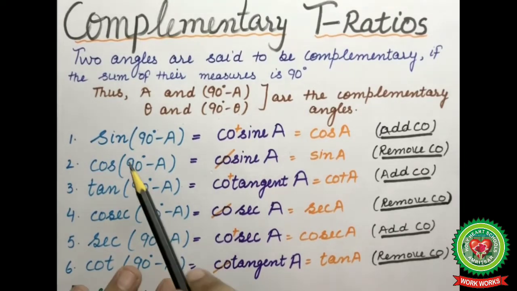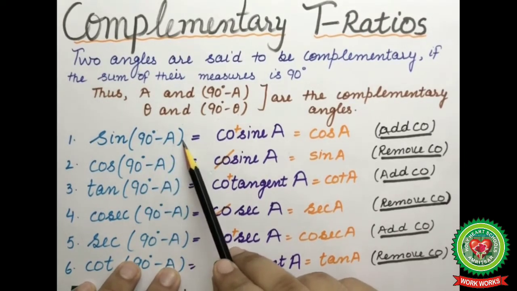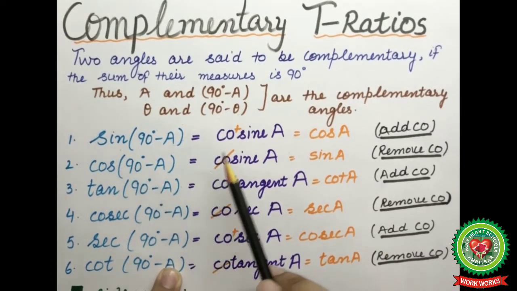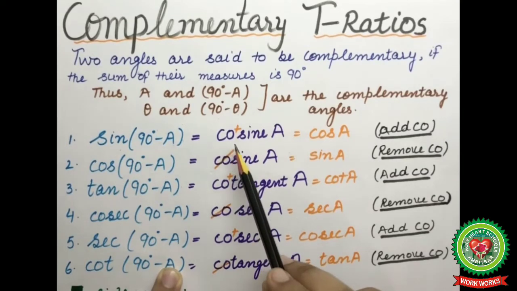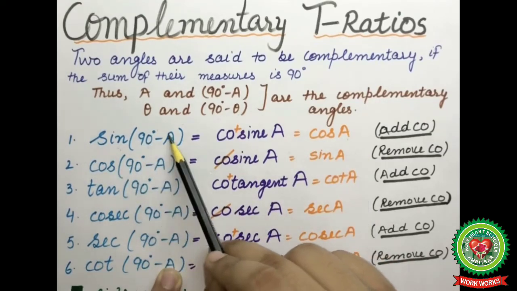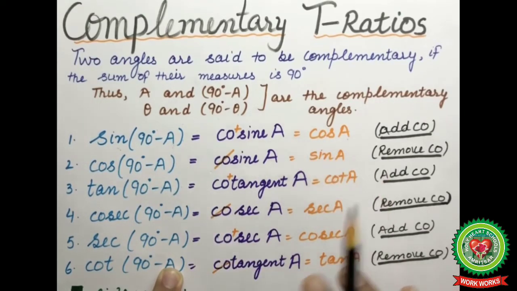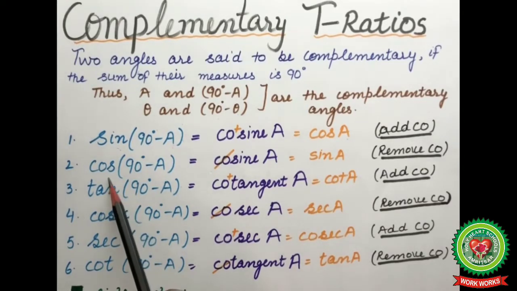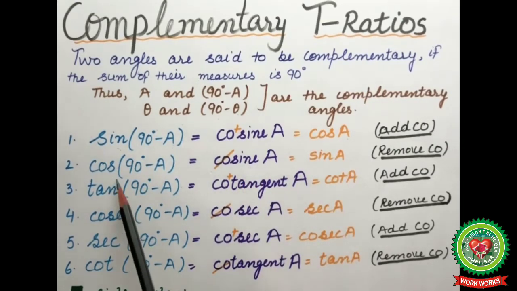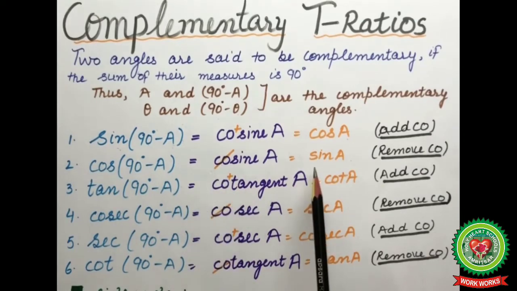Now for example, sine 90 minus a. Now in this given t ratio, co word is not there. So we are going to add co in it. So on adding co, we are going to get it as cos a. So sine 90 minus a is equal to cos a. Now cos 90 minus a will be equal to, now cos means cosine. Now it is having a word co. So cut co. So we are going to get the answer as sine a. So cos 90 minus a will be equal to sine a.